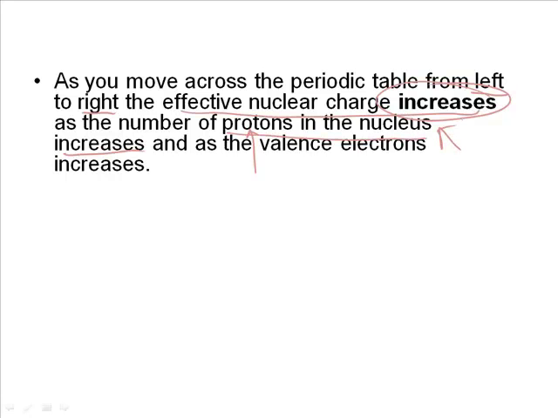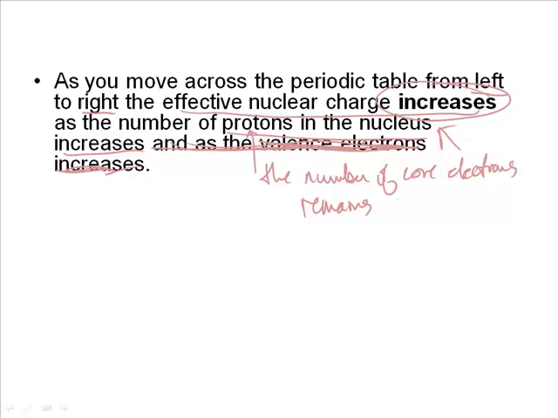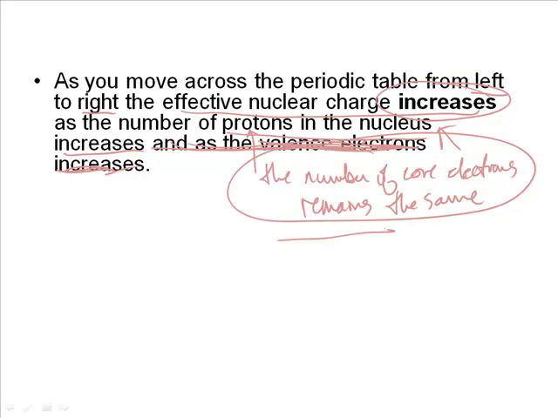That's one important part. And the second part is, honestly, not that important: the fact that the valence electrons increase is not that important. What is important is that the protons in the nucleus increase, but the number of core electrons remains the same. That's an important piece there: the reason that the effective nuclear charge increases is because as we go across the periodic table, the only thing that's increasing are the valence electrons.